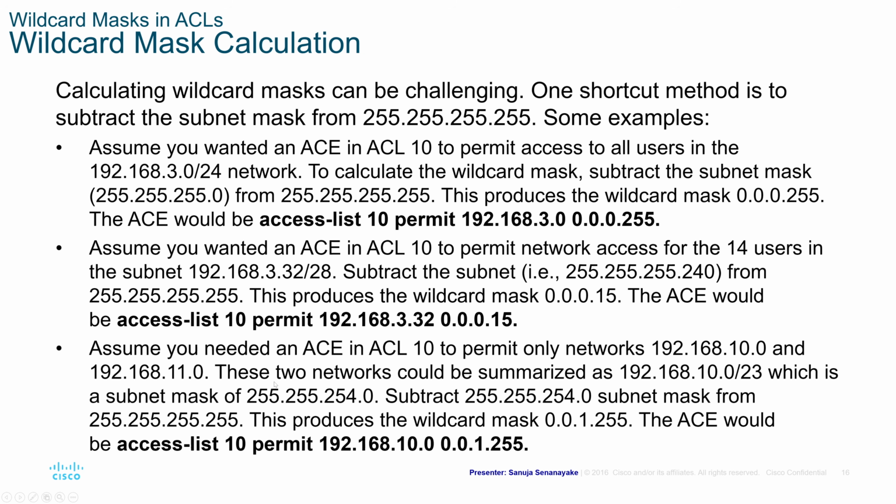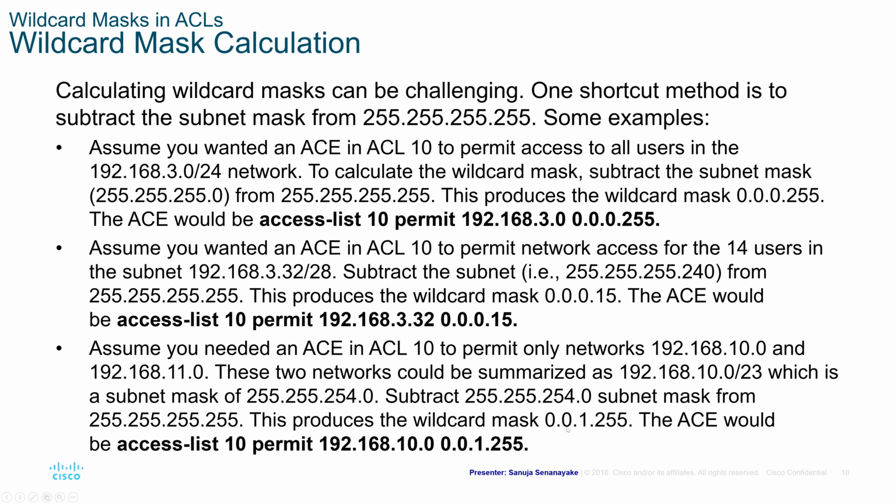Here's another example. Assume you need an ACE in ACL 10 to permit only networks 192.168.10.0 and 192.168.11.0. These two networks could be summarized as 192.168.10.0/23, which has a subnet mask of 255.255.254.0. So what are you going to do now? You're going to take the 255s, 255.255.255.255, and you're going to subtract 255.255.254.0, which would end up giving you 0.0.1.255.